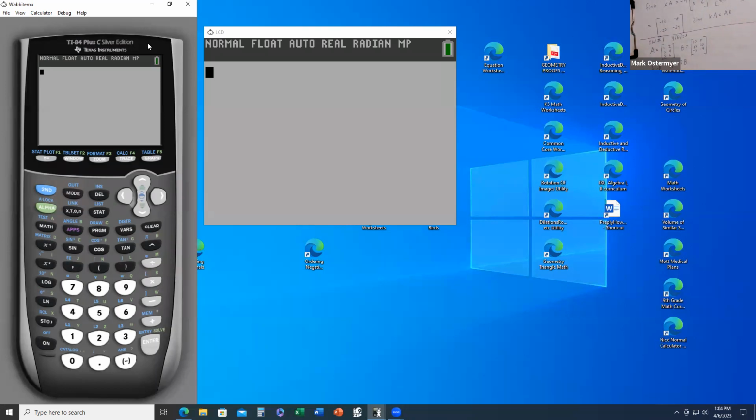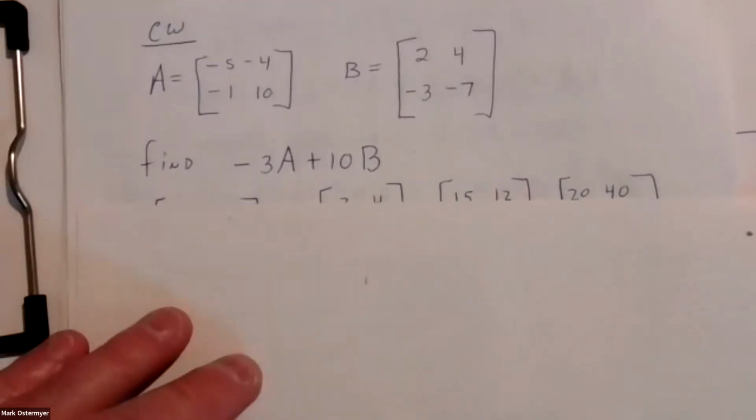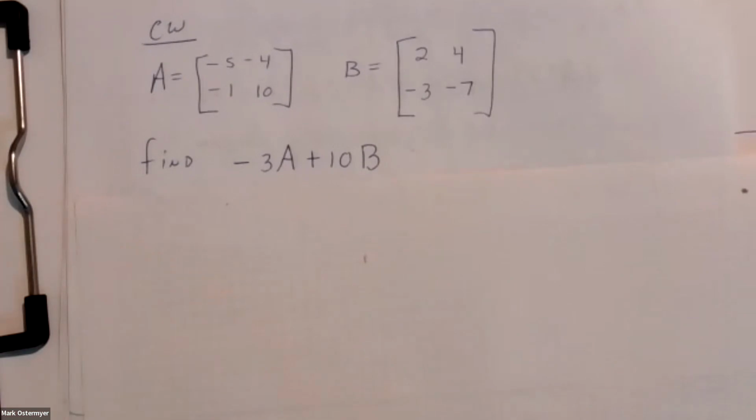Okay, so that's for classwork number 1. Now, for classwork number 2, you can do this one here. Now, I want you to use your calculator on this one. So I don't want you to do this manually. Okay, so given matrices A and B, which are both 2x2 matrices, I want you to find -3A plus 10B, but use your calculator to speed this up. We'll call this classwork number 2. All right, so go ahead, use your calculator.